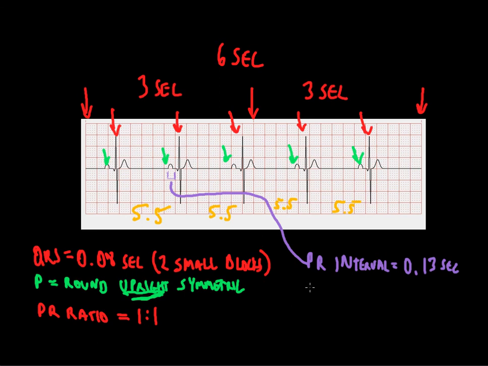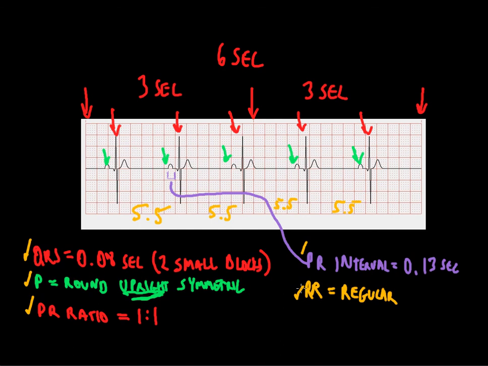So I can come back over here and say my R to R is regular. Now, if you remember QRS being narrow, I can throw a little check mark there. P waves are round, they had to be upright and symmetric. PR ratio is 1 to 1. PR interval happens to be between 120 and 200 milliseconds, or 0.12 to 0.20 seconds, and my R to R is regular. So all these characteristics meet with a sinus rhythm.